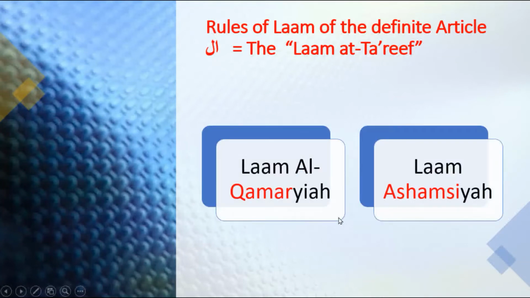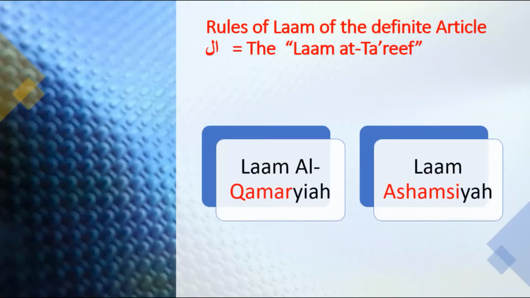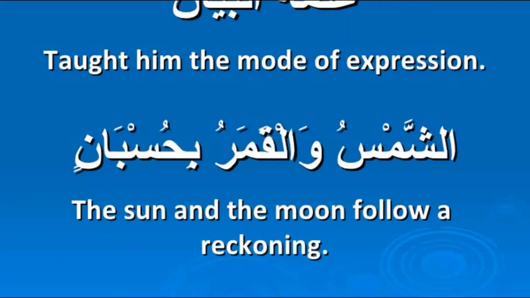So the one pronounced in Al-Qamar, we call Laam Qamaryiah. Any Lam which you pronounce, we will call Laam Qamaryiah, related to this Lam of Al-Qamar. And any Lam which is not pronounced, we will call Lam Shamsiyah. So here we divide the Lam of al into Lam Qamariyah and Lam Shamsiyah. Lam Qamariyah, we have to pronounce it, and Lam Shamsiyah, we do not pronounce it.